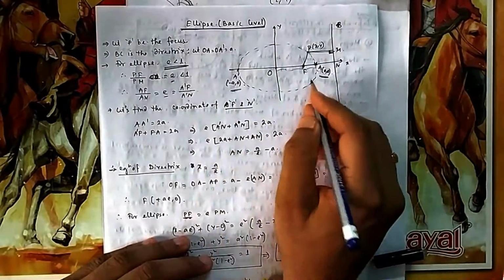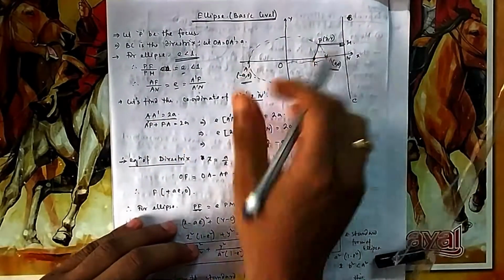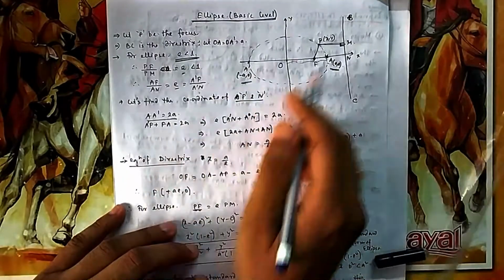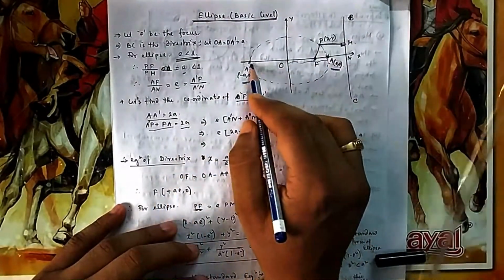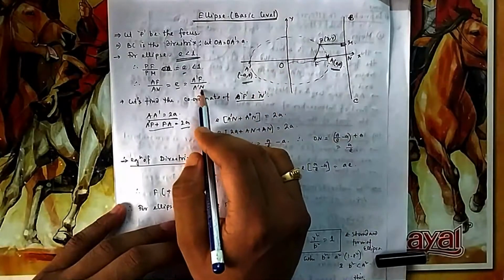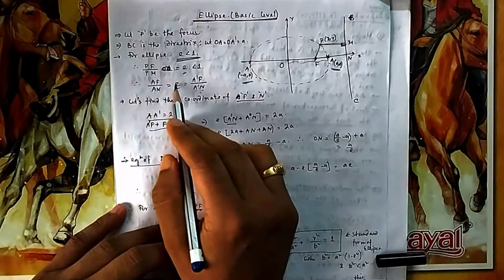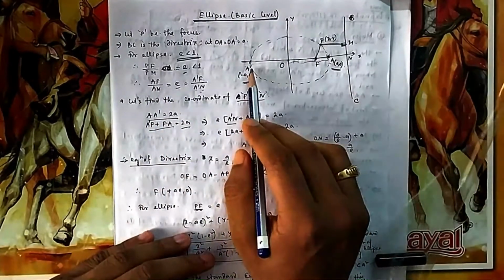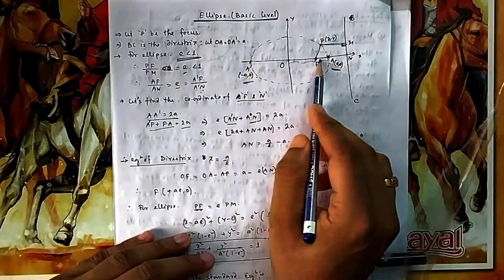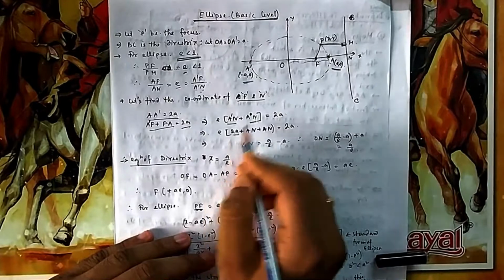So for finding the coordinate of F, what we can do: this total distance A dash A is 2a. So this can be written as A dash F plus FA is equal to 2a. A dash F can be written in terms of A dash N, that is e into A dash N, and this AF can be written as e into AN. Now what is A dash N? You can see A dash N is nothing but A dash A, that is 2a, plus AN.